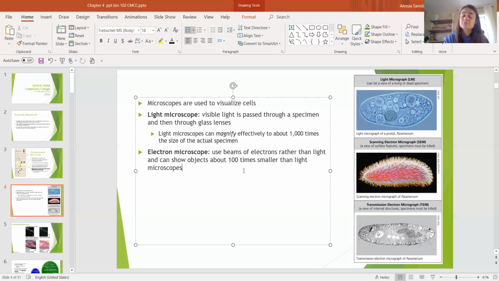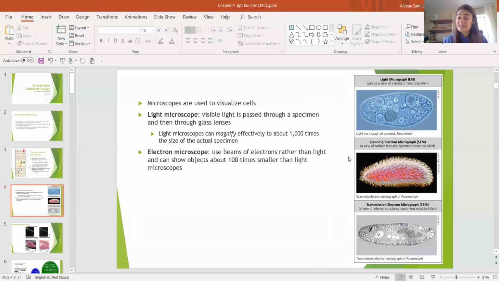In addition, the resolution, so basically how clear the image is, is remarkable. It can magnify things about 100 times more than a light microscope, so you can visualize things that are even 100 times smaller than the specimens that light microscopes can normally see. And when they do so, they do it in very clear detail. If you can see here, you can see all the little hairs. These hairs are known as cilia, okay? All of these little hairs are found on the paramecium.